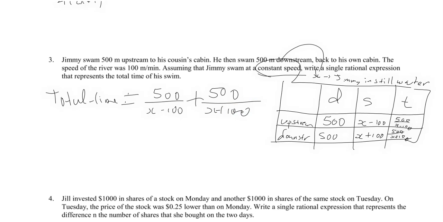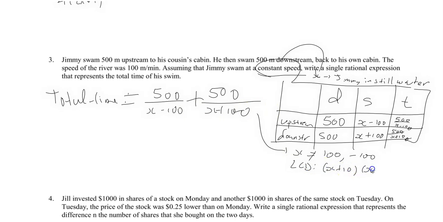Okay, now it says write a single rational expression, so we need to combine these, right? So first off, we can start by saying x is not equal to 10 or negative 10. Okay, so that's going to make sense, right? I mean, if the current speed was 10, he wouldn't go anywhere, right? He's trying to swim against the current, like one of those infinity pools. He could just keep swimming, but he's not actually going to go anywhere. And it can't be negative 10, right? I mean, first of all, that just doesn't make any sense. So these restrictions usually aren't going to make sense in a problem like this. But we need an LCD, right?